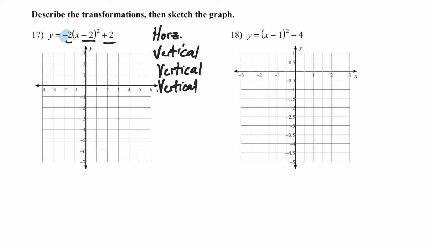Let's go ahead and take care of the negative sign first of all. This is a vertical reflection. A negative sign on the outside of a parentheses is a vertical reflection. So our thing is going to be looking and running upside down.